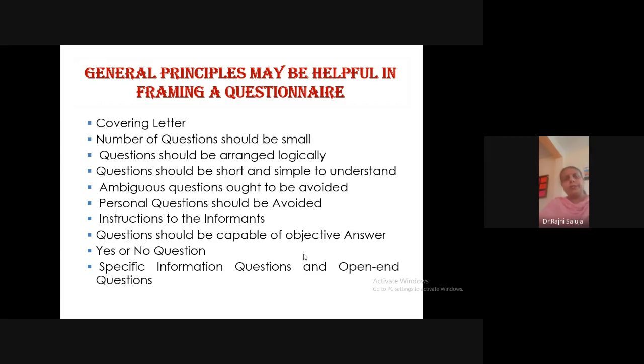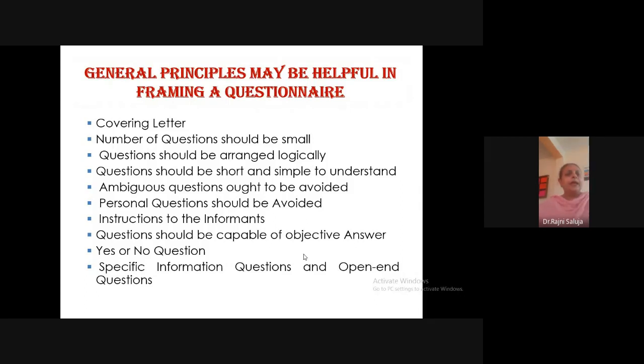But personal questions, nobody is willing to answer. For example, if I'm asking a businessman how much income tax he pays or how much sales tax he pays, he will not answer this question openly. So we have to be very careful that we do not target the respondent with personal questions, and we have no right to pressurize any person we are asking to answer that question. We cannot forcefully get the answer from anyone.